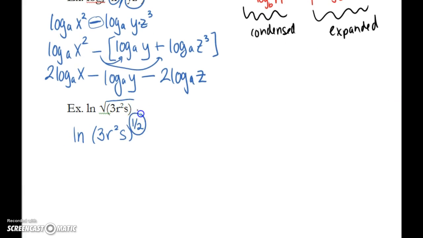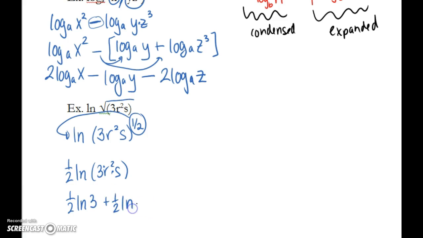One way is that we can bring the 1/2 over to the front. So we have 1/2 times the natural log of 3r squared s. Now keep in mind this 1/2 applies to everything that we're taking the natural log of. So now 3, r squared, and s are all being multiplied together. We can split that up with addition. That's the product rule. So we get 1/2 natural log of 3 plus 1/2 natural log of r squared plus 1/2 natural log of s. So again, the 1/2 applies to all the pieces inside.